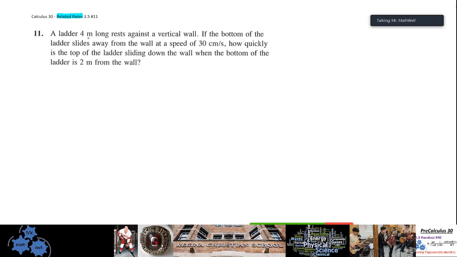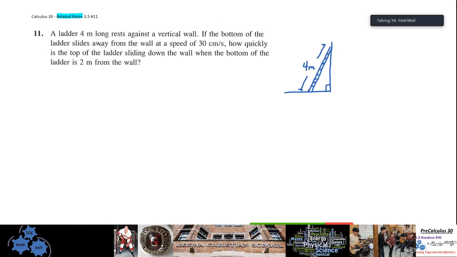It says a ladder that's 4 meters long rests against a vertical wall. So I'm just going to draw that situation here. We have a ladder here, this is my ladder, and I'll add some rungs there. This ladder is 4 meters long from the bottom to the top, and it's resting against a vertical wall. So this is 90 degrees right here. We'll assume that the floor is totally flat and it's a 90-degree angle there.